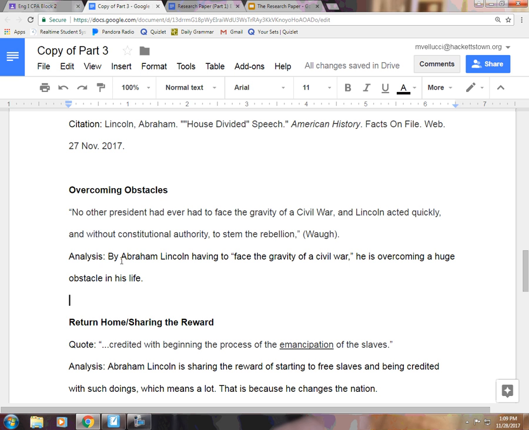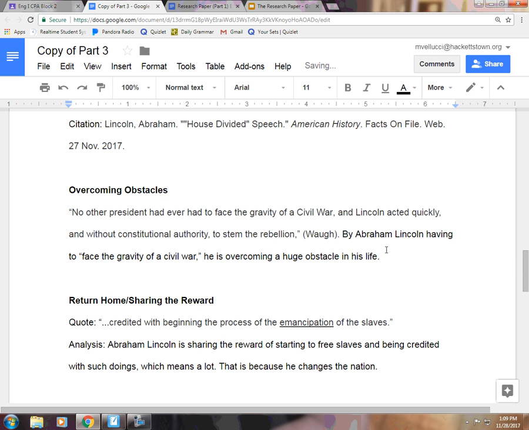Your analysis should come right after your quote. So again, we're not going to have this word analysis in our final paper, so we're just going to take that out and we're going to format it. So now we have a quote and an analysis and they look like they're overlapping sentences. By Abraham Lincoln having to face the gravity of a civil war, he is overcoming a huge obstacle in his life. All I'm going to do is change this into past tense. He overcame a huge obstacle in his life. I'm also going to get rid of huge. He overcame an obstacle in his life.